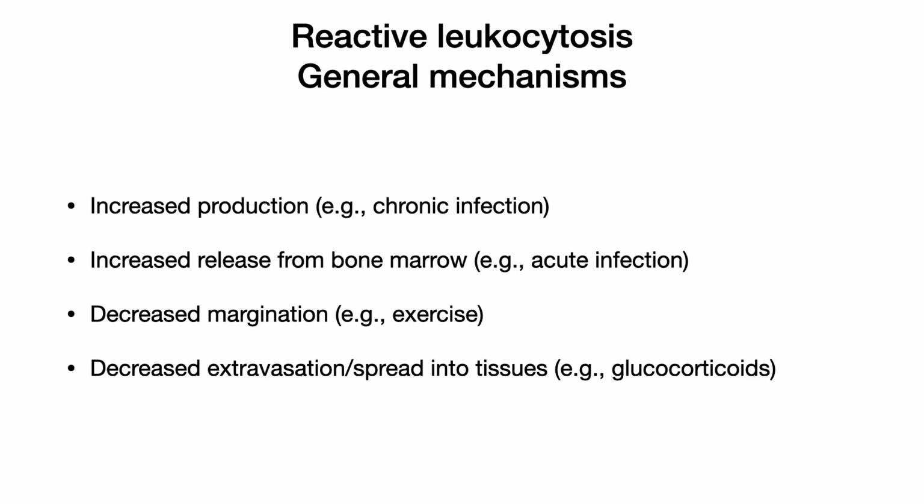So you have increased production. That'd be one way. You could have increased release from the bone marrow, as I just talked about with meningitis, where it's just putting out whatever it can to fight that infection. If you have decreased margination, which it says occurs in exercise, or decreased extravasation, spread into tissues, that would increase the number that are going to be in the circulating blood. So these are all ways that would increase the number that are going to be in the circulating blood.